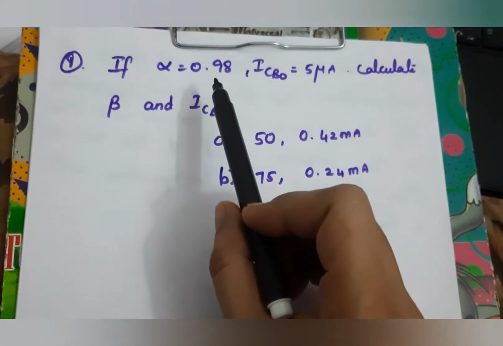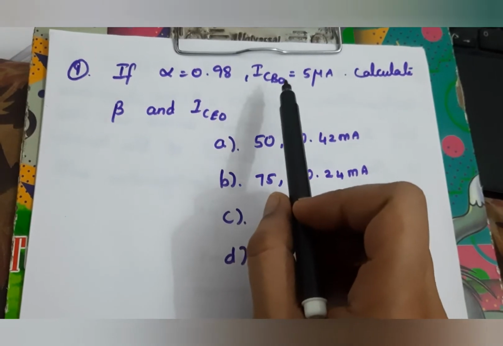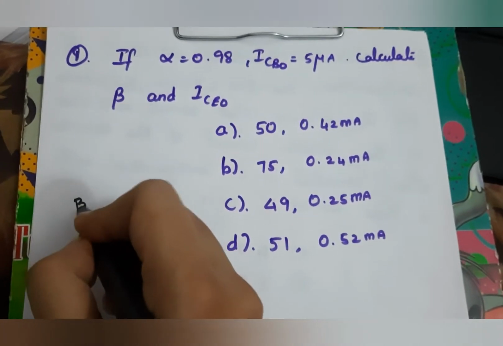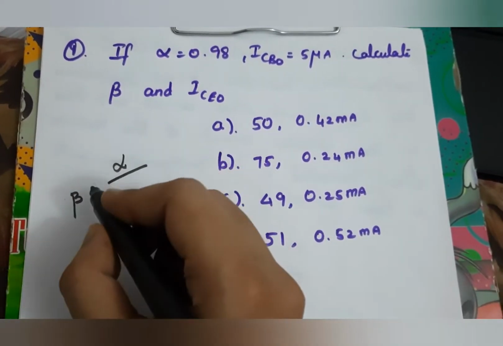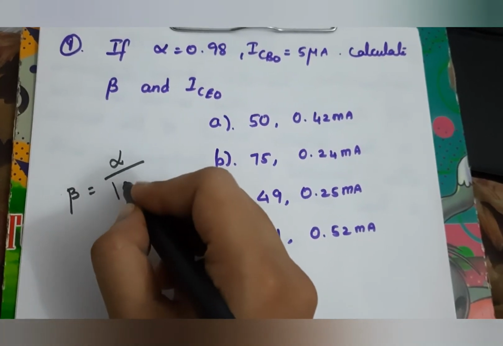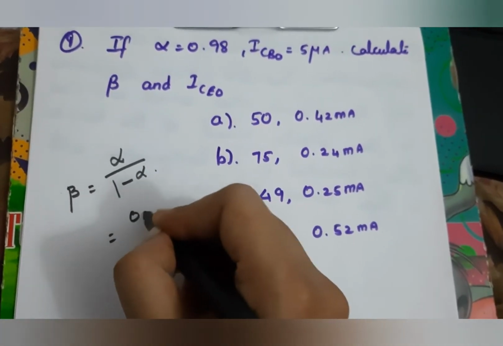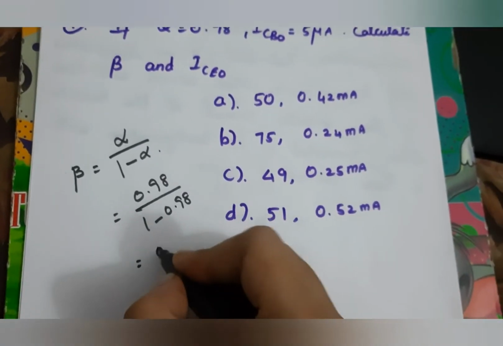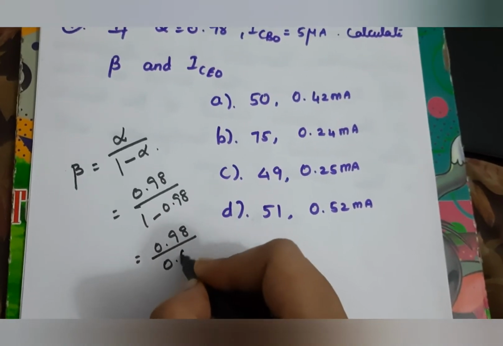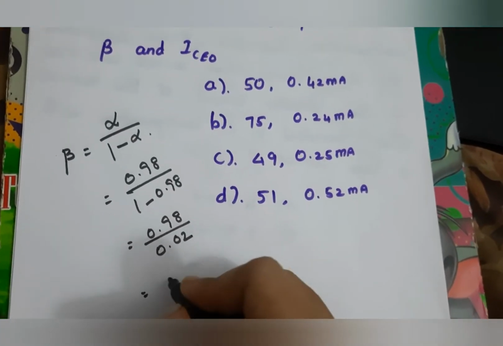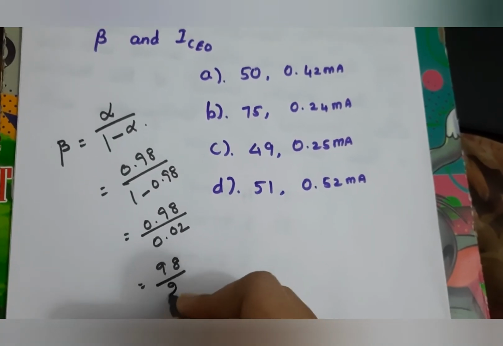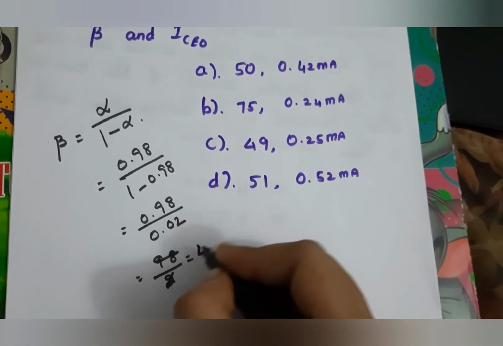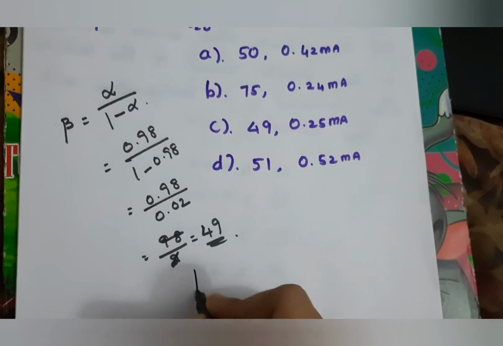So first question, if alpha is equal to 0.98 and ICBO is equal to 5 microamps, calculate beta and ICEO. First calculating beta, the relation between alpha and beta is beta is equal to alpha divided by 1 minus alpha. So this will give 0.98 divided by 1 minus 0.98, so 98 divided by 2, that is equal to 49. So beta value is 49.